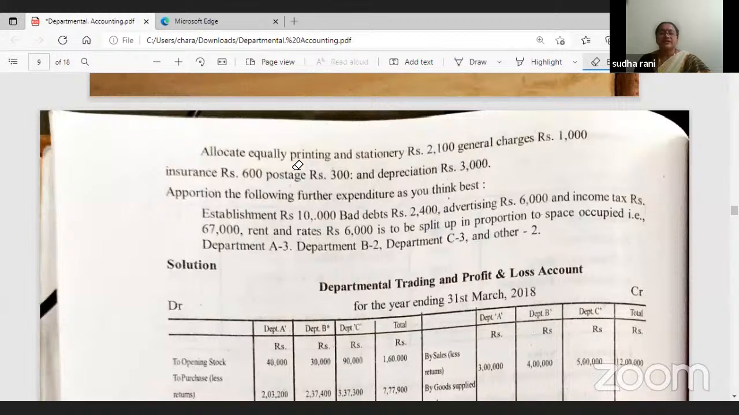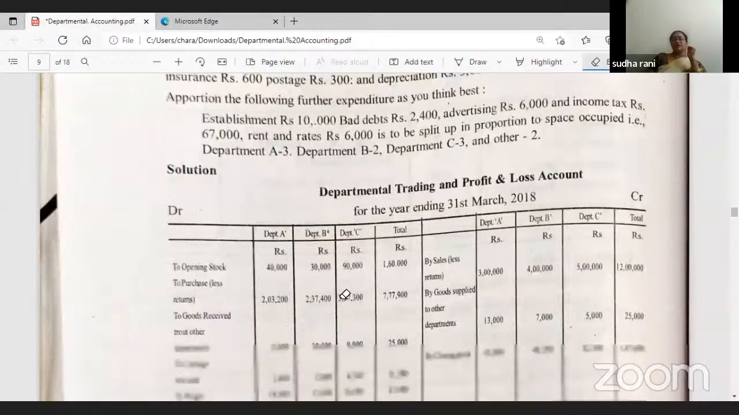He mentioned here certain expenses and is asking you to allocate them equally, and for certain expenses he said to distribute the following further expenditure as you think best. Establishment, bad debts, advertising, income tax, rent and rates are split in proportion to space occupied. He is asking you to apportion all these on the basis of space occupied. That is 3:2:3. Okay, so that's the question.